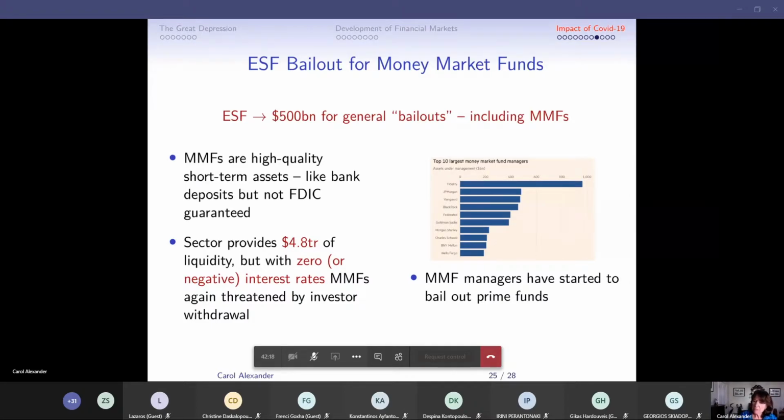Large money market fund managers have started to bail out private funds. Goldman Sachs have done it with their own reserves of up to, I think, 1.9 billion, but others may, Wells Fargo, for example, may draw on the ESF for these funds. Who knows? But the money market is in a really difficult position again.